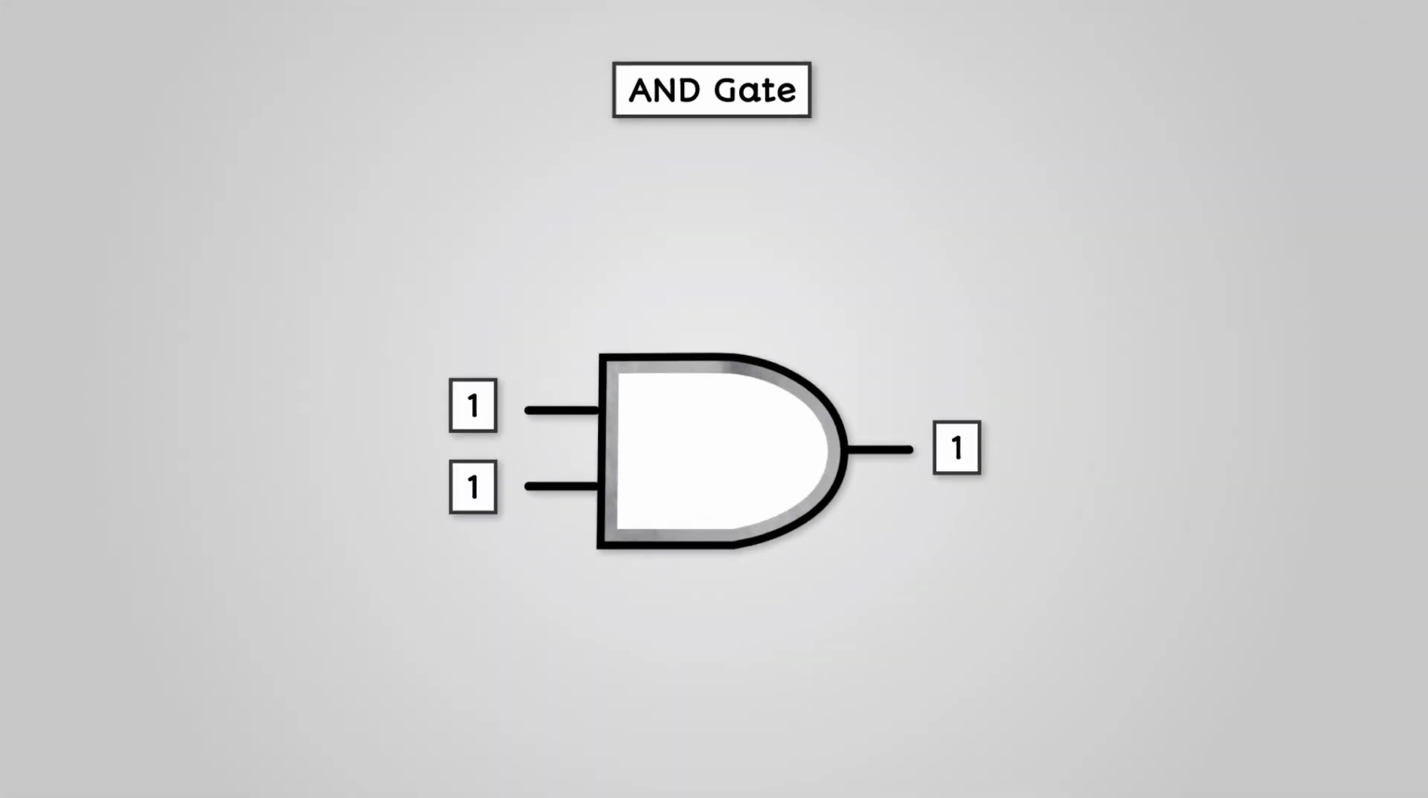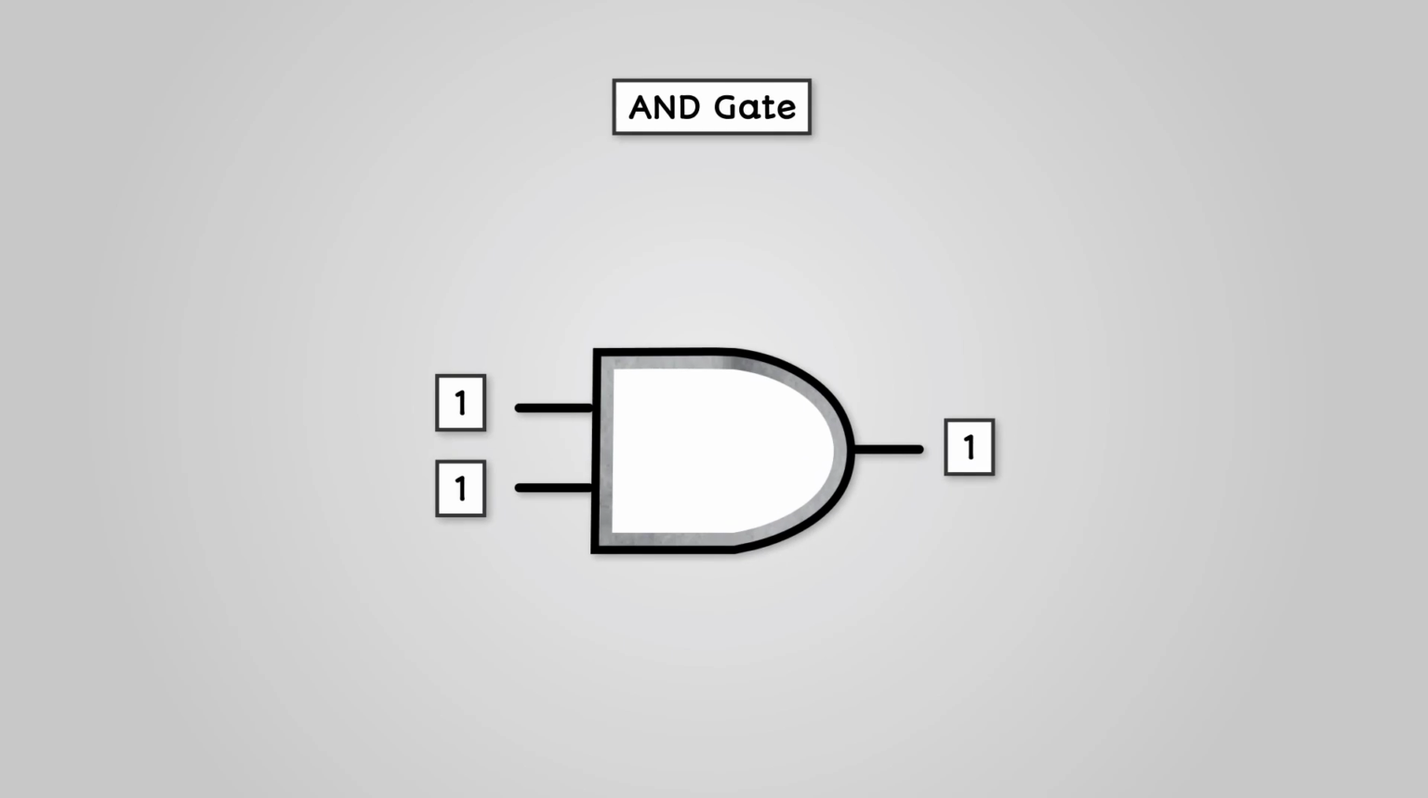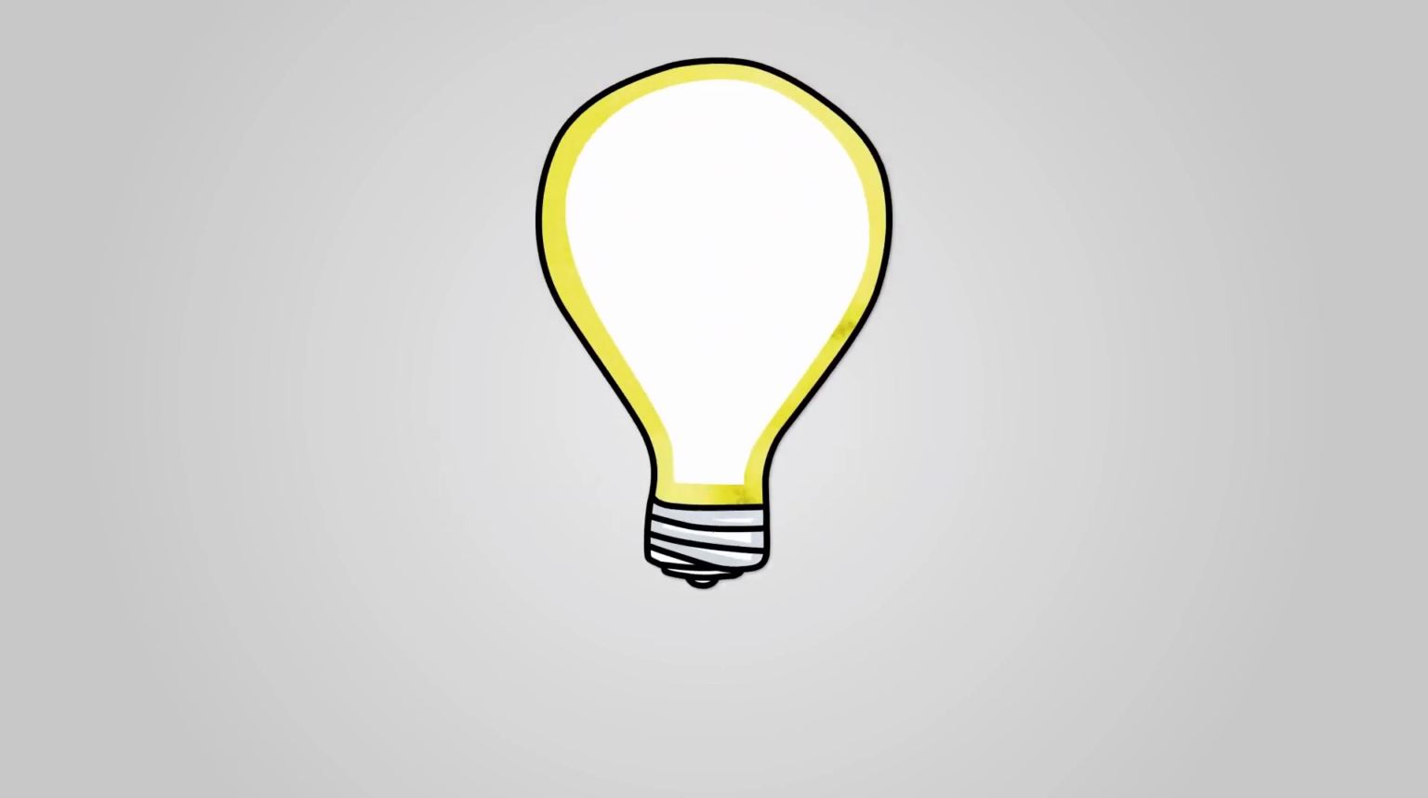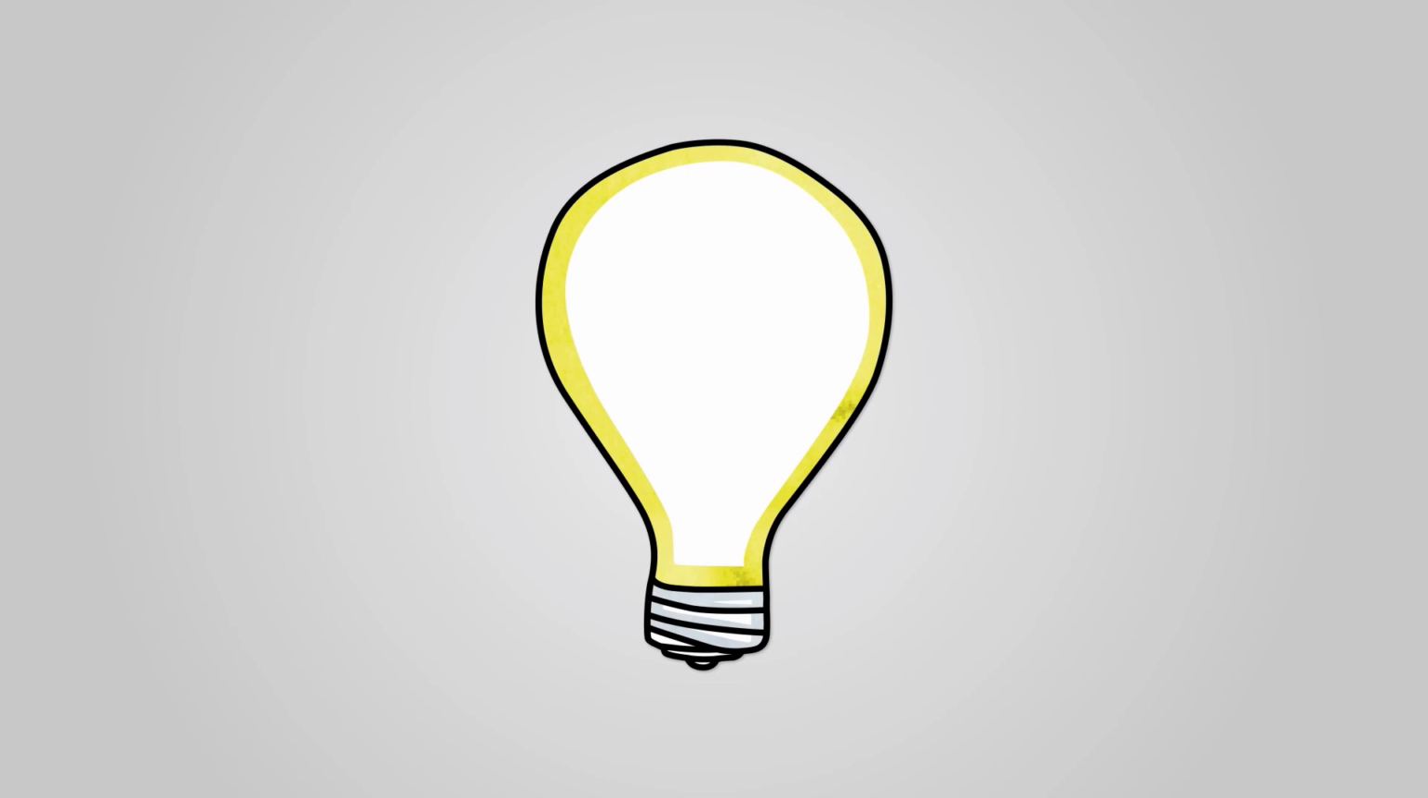The first logic gate we'll learn is an AND gate. You can see that this AND gate will take two inputs and give one output. When both of this logic gate's inputs are 1, then it will output a 1, otherwise it will output a 0. It can be beneficial to think of this in terms of switches and a light bulb.